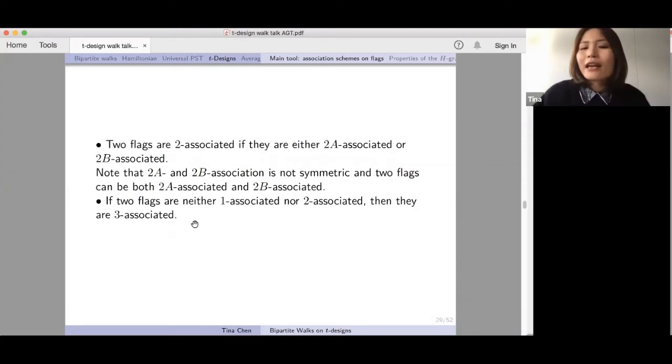And we say two flags are two-associated if they are either 2A- or 2B-associated. Also we note that two flags can be both 2A- and 2B-associated. And if two flags are neither one-associated nor two-associated, we say they are three-associated.